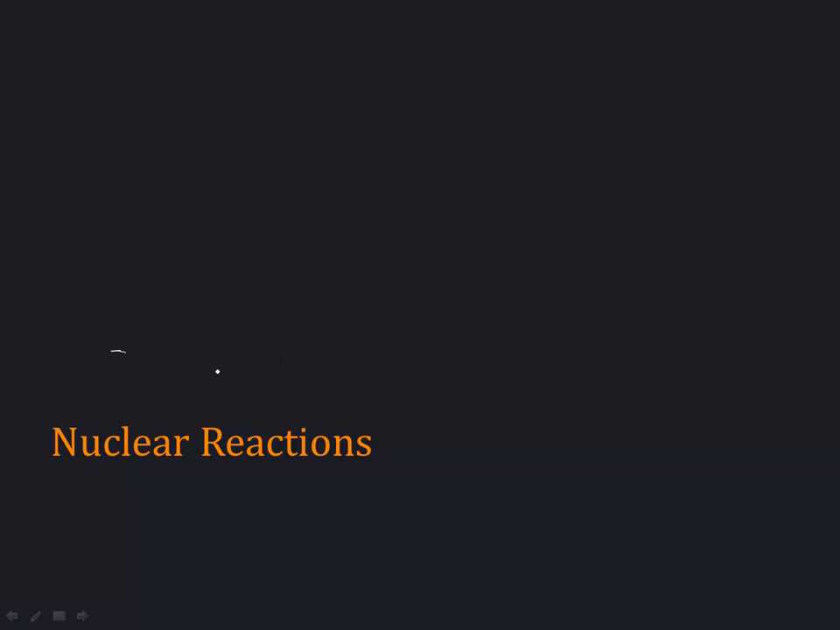In this lesson, we're going to take a look at nuclear reactions. Now, we've talked about radioactive decay and how unstable nuclei will decay into more stable nuclei, and we've talked about half-lives and how fast it occurs. But now we're going to talk about why that's occurring.